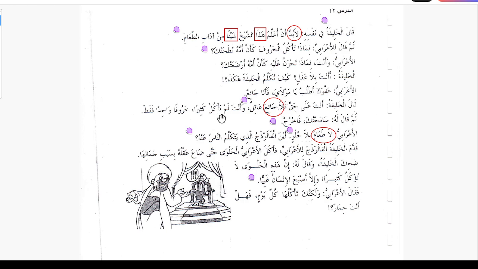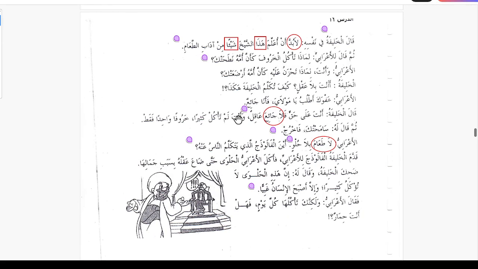Wa anta lam takul kasiran, and you did not eat a lot. So he was just kidding, or he was just making fun of him. He said, whatever you said is not your fault, because any hungry person loses his brain. So, and you did not eat too much. So lam is the particle which makes the fail mudare majzoom. So that is why it should be takulu, but lam making it majzoom takul.